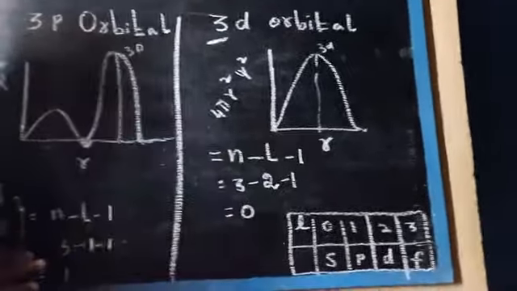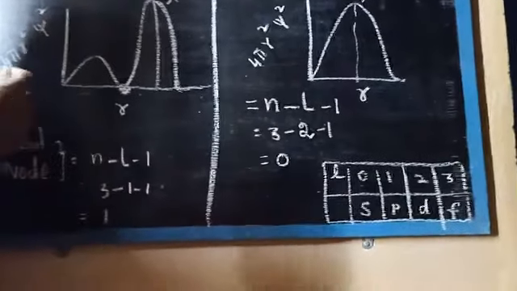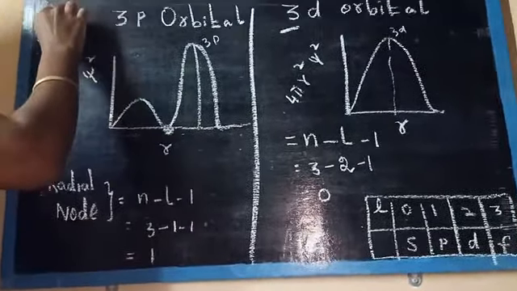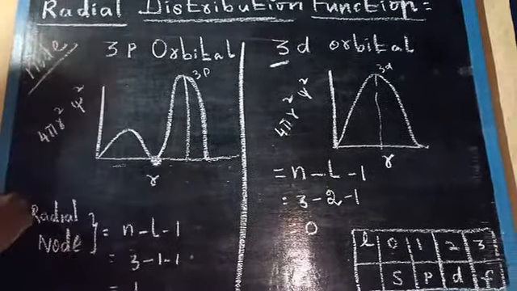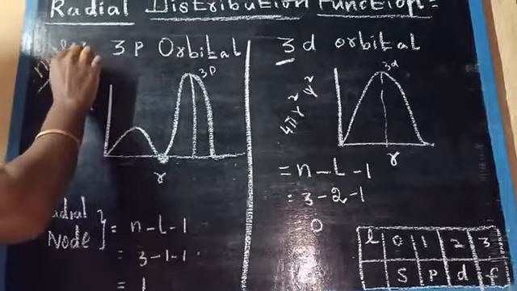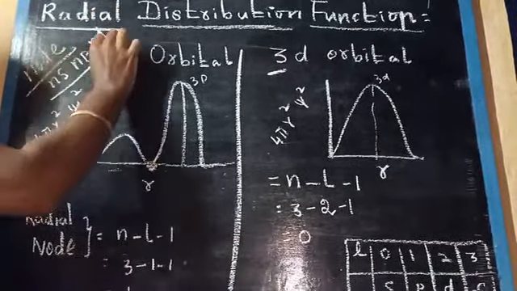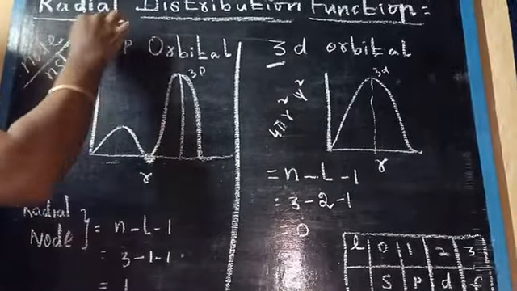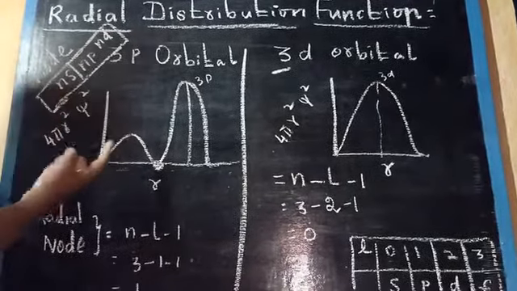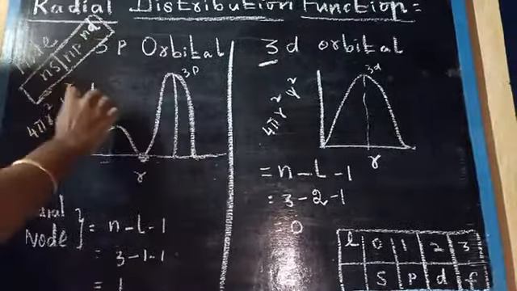Children, for this area, especially the radial distribution function, the repeated question is expected from the node topics only. Repeatedly they are asking about nodes. So keep in your mind, what about ns, what about np and nd. If you keep this formula in your mind, it is very easy for the calculation. Okay, for ns, what is the formula? n minus 1. For np as well as nd, what is the formula?